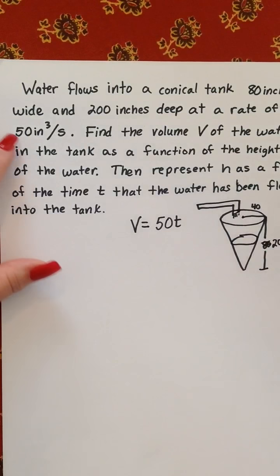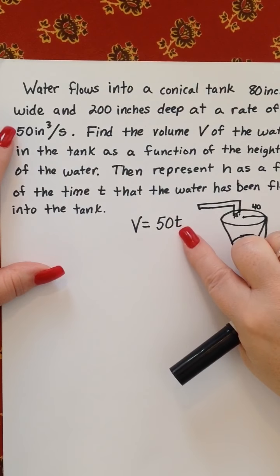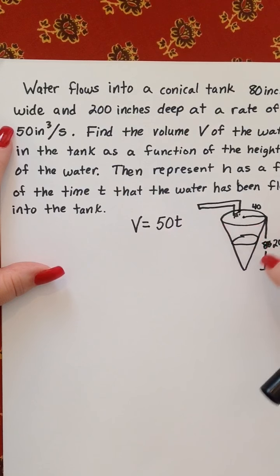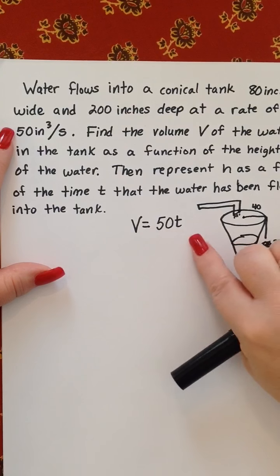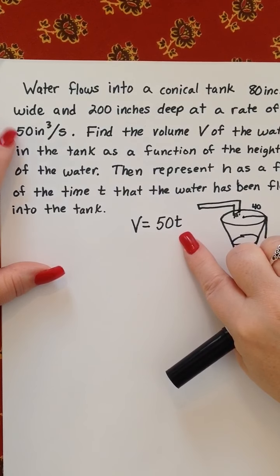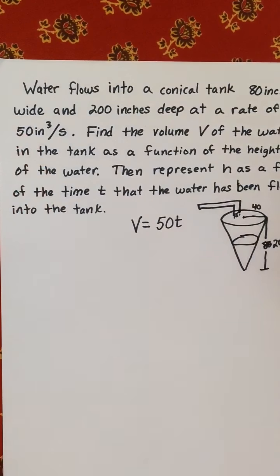You see how I got that? If time was in seconds, in 0 seconds you wouldn't have any water. In 1 second you'd have 50 cubic inches. 2 seconds you'd have 100 cubic inches. 3 seconds you'd have 150, etc. So this is a way to describe volume in terms of time, okay?